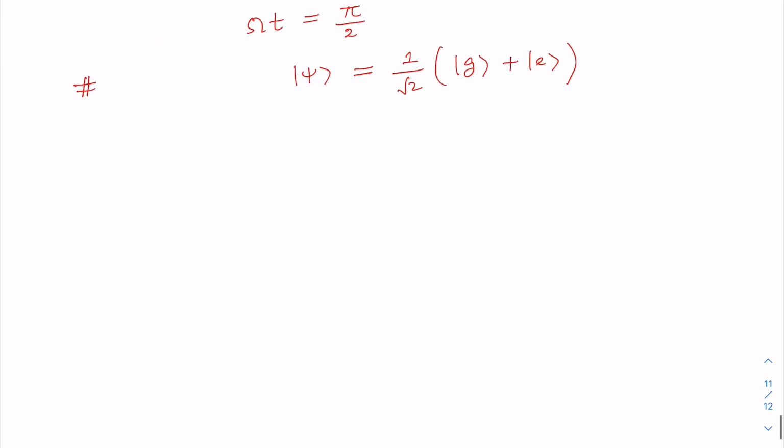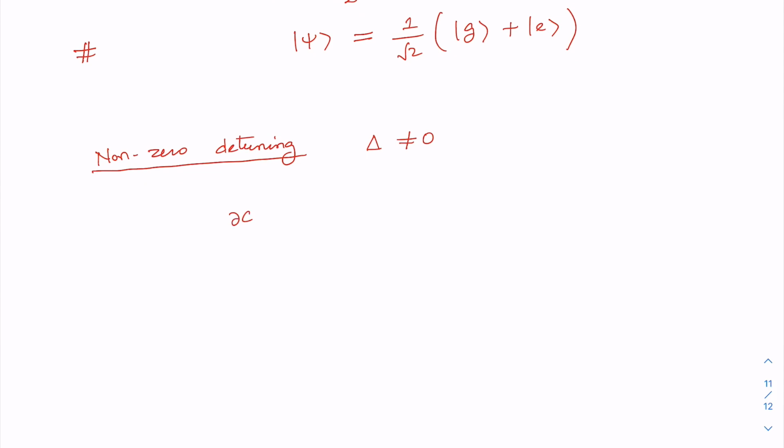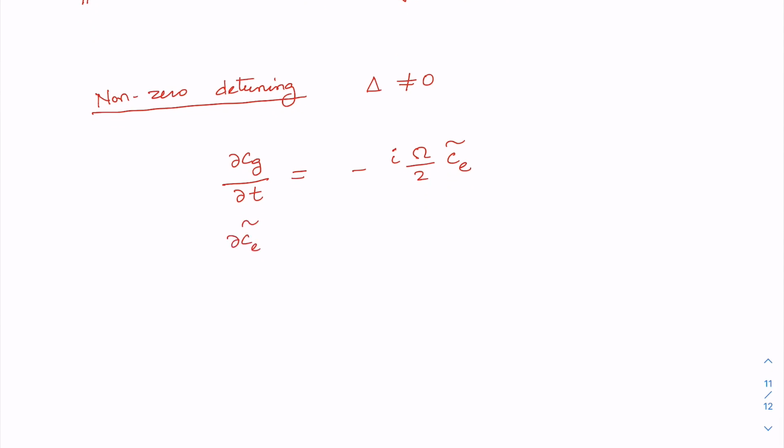In the case of non-zero detuning, that is when delta is not equal to 0, that means the laser field is not in resonance with the atomic transition frequency. We need to solve the coupled equations: ∂C_g/∂t = -i(Ω/2) C̃_e, and ∂C̃_e/∂t = iΔ C̃_e - i(Ω/2) C_g.